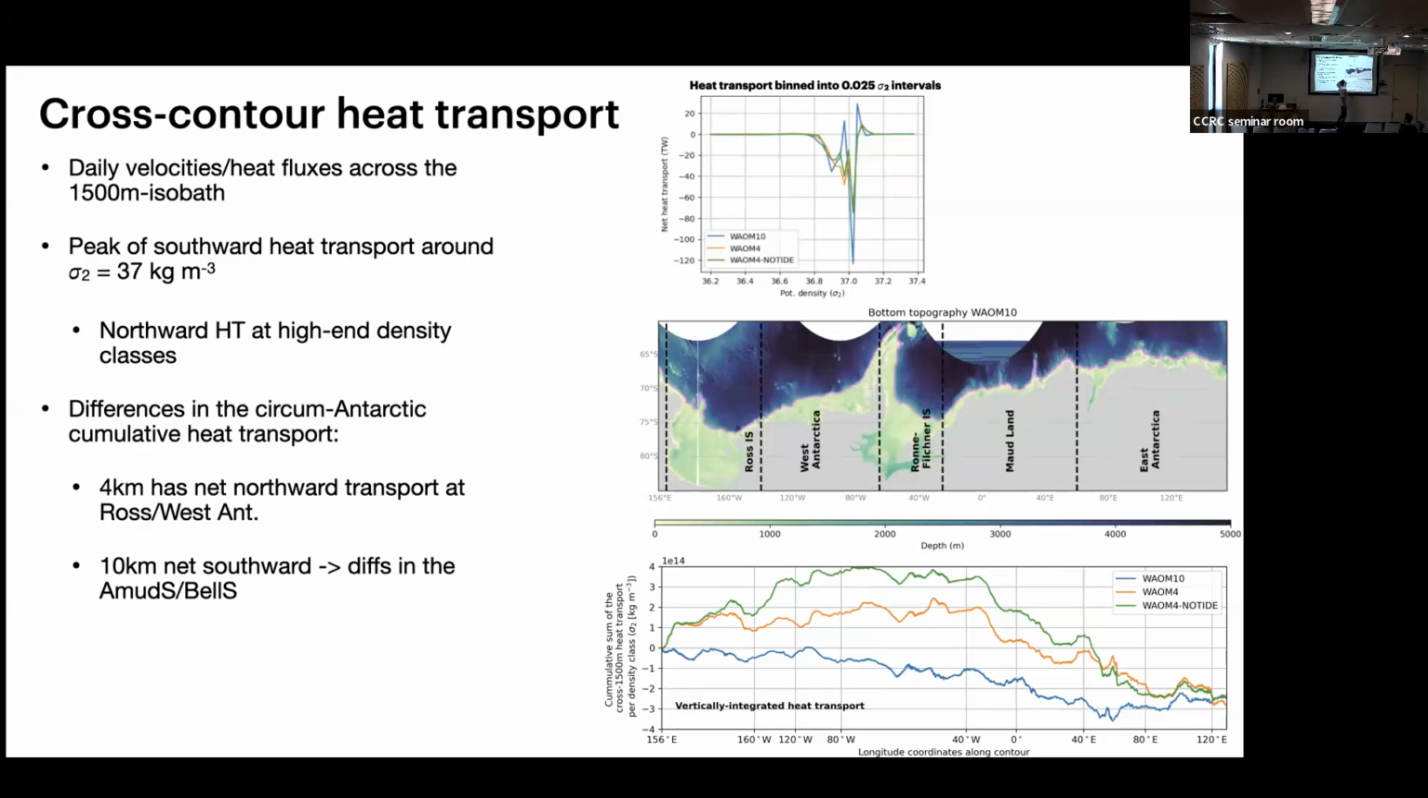So here I use sigma 2, and you can see there's this peak of southward heat transport located around 37 kilograms per cubic meter, and at slightly heavier densities, we actually have northward transport.